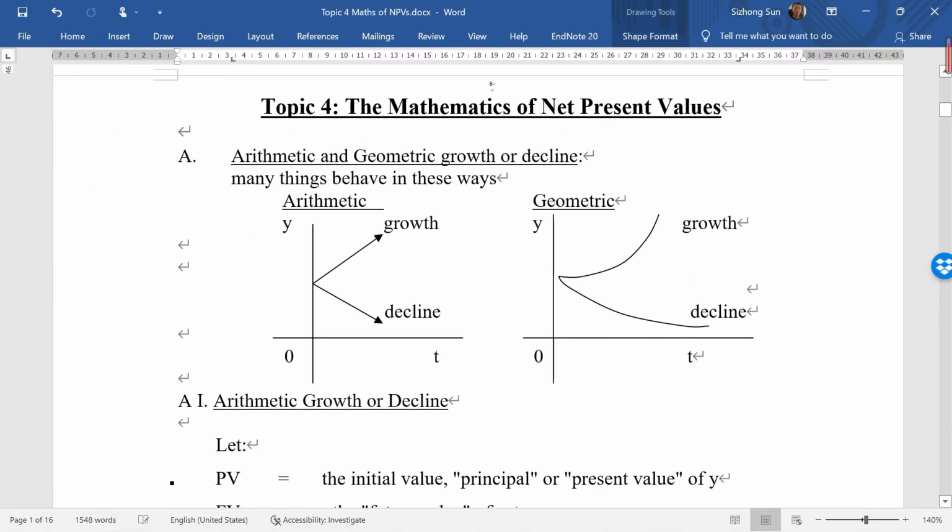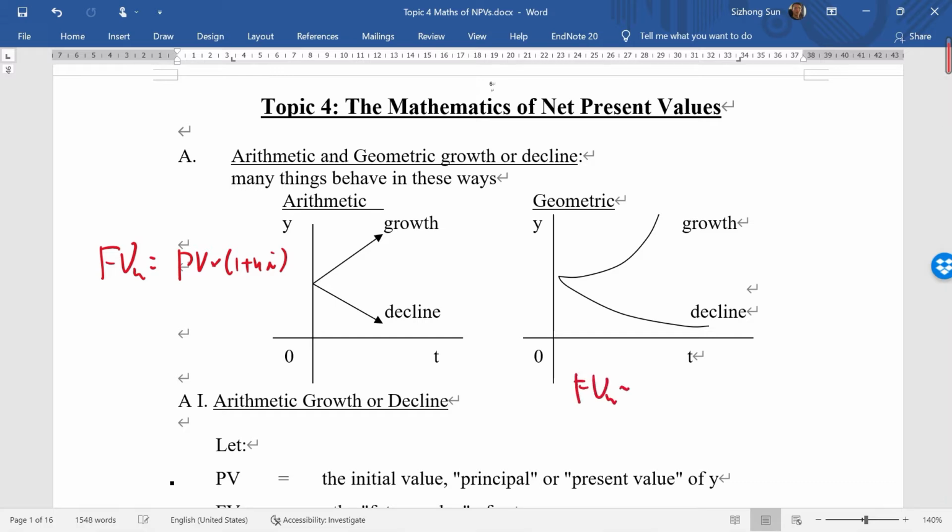Okay, if it is arithmetic growth or decline, then it's linear. So future value is present value times 1 plus ni. So it's linear growth or linear decline. In contrast, if it is compounding, then we have geometric growth or decline: present value times (1 plus i) raised to the power n.